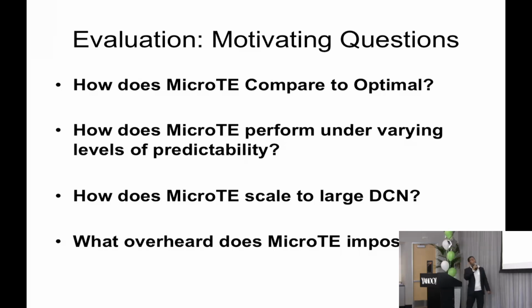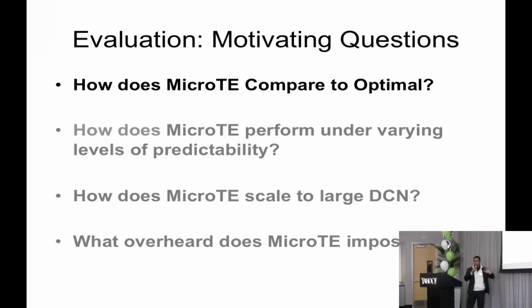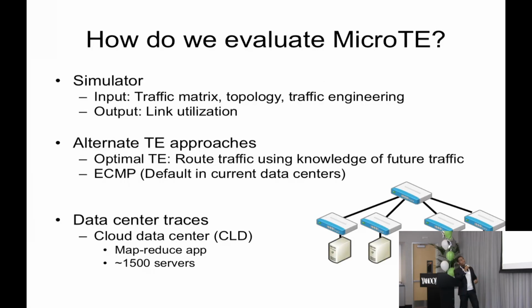To evaluate this technique, we created a simulator. The simulator takes as input a traffic matrix, so we have all of this data already around, and a topology, which we also have an abundant amount of. And then we take a traffic engineering technique. So we have our super awesome MicroTE technique. We have the default, which is ECMP, equal cost multipath. And then we created this optimal technique that uses an oracle.